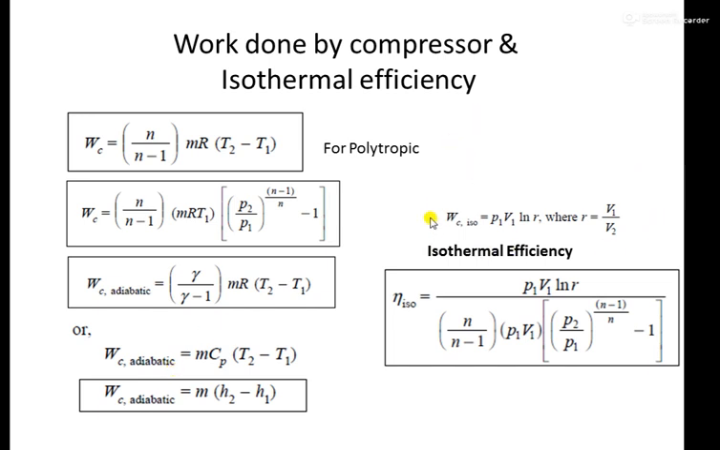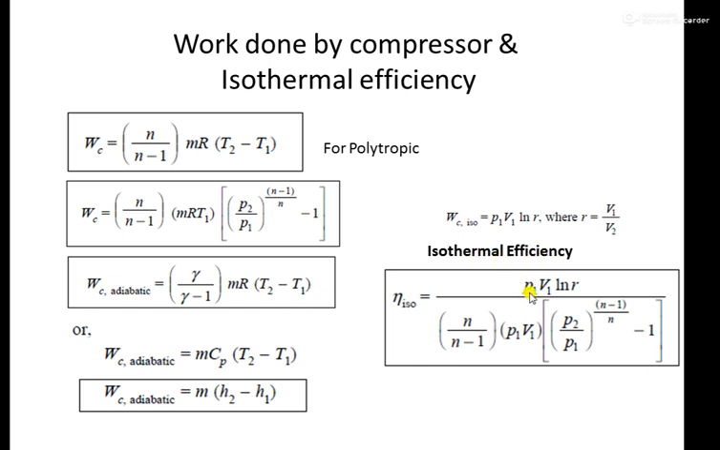Now if the process is considered to be isothermal, then the expression for work done will be P1 V1 natural log of R, where R is the ratio V1 by V2. We know that the expression for work done for isothermal is P1 V1 log (V1 by V2). So this will be the expression for work done considering the process to be isothermal.